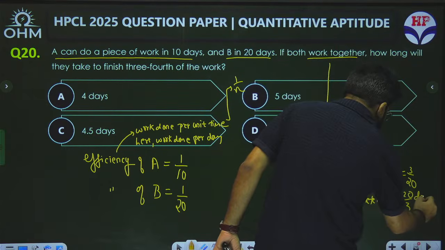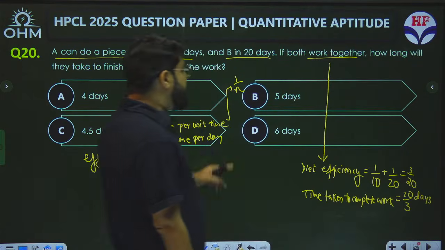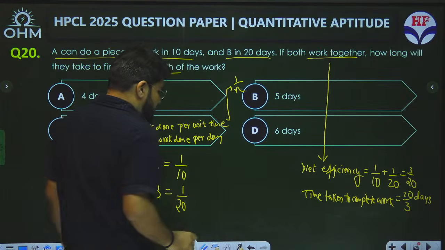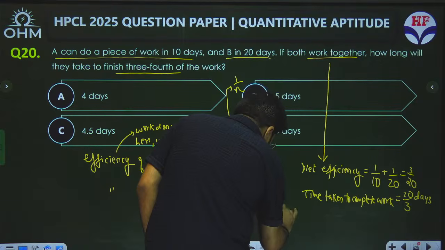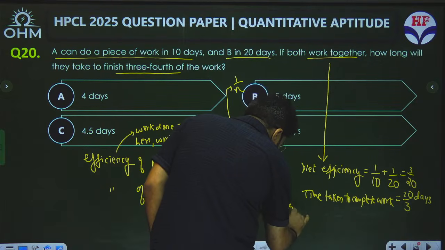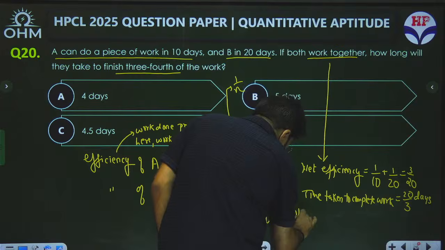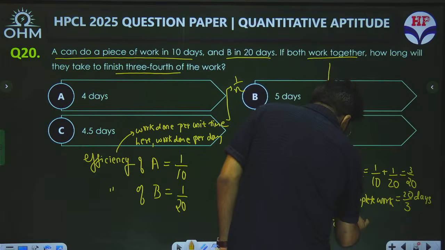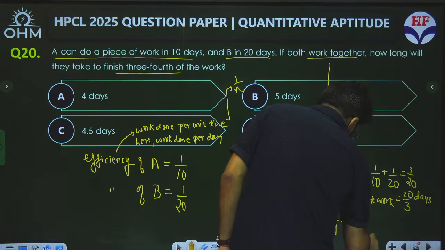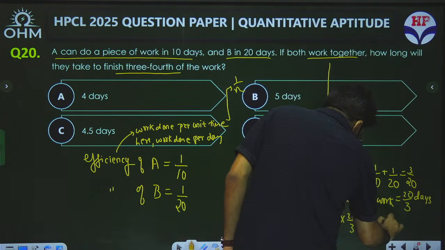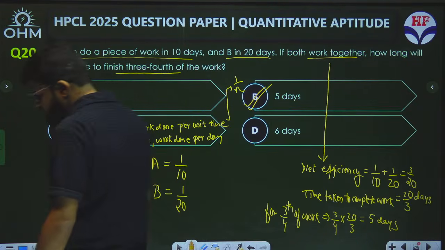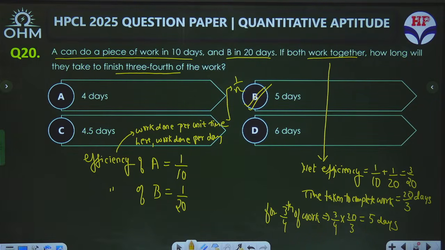But the question is not asking the time taken to complete the work. What is the time taken to finish 3/4 of the work? Time taken for 3/4 of the work is going to be 3 by 4 times 20 by 3. Now it is cancelled and left as 5 days. Option number B. The answer will be 5 days. Okay, next question.